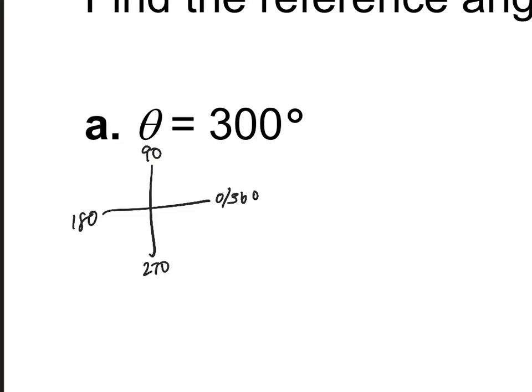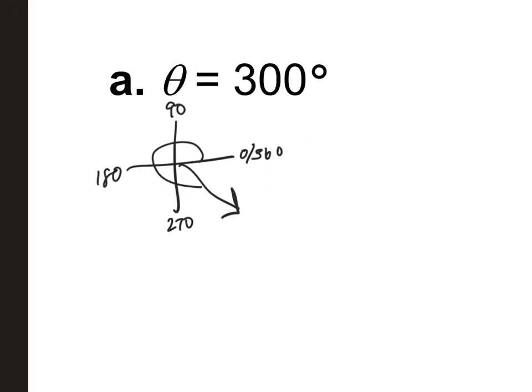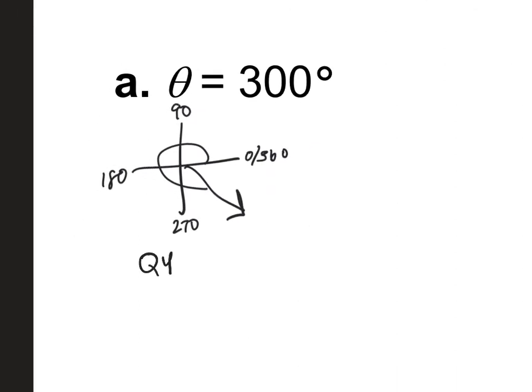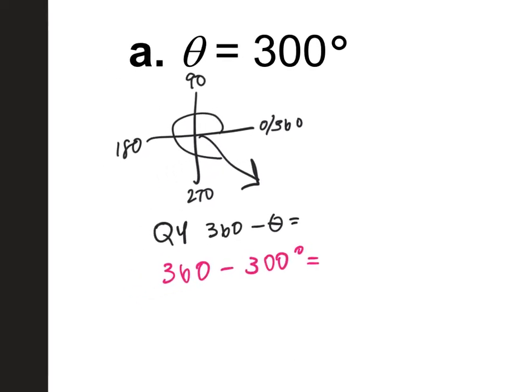Where does 300 fall? In between 0, 90, 180, 270, 360. It's over here somewhere, in the fourth quadrant. What's the rule for the fourth quadrant? 360 minus theta. So you would tell me 360 minus theta, which is 300. What is your reference angle? 60 degrees.